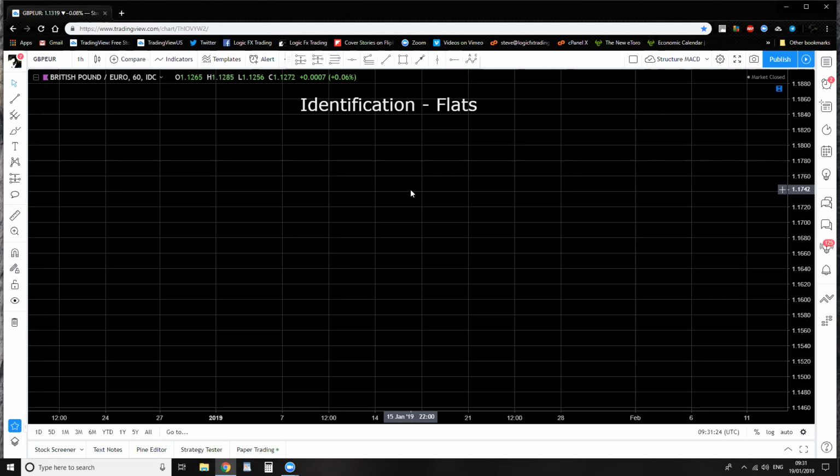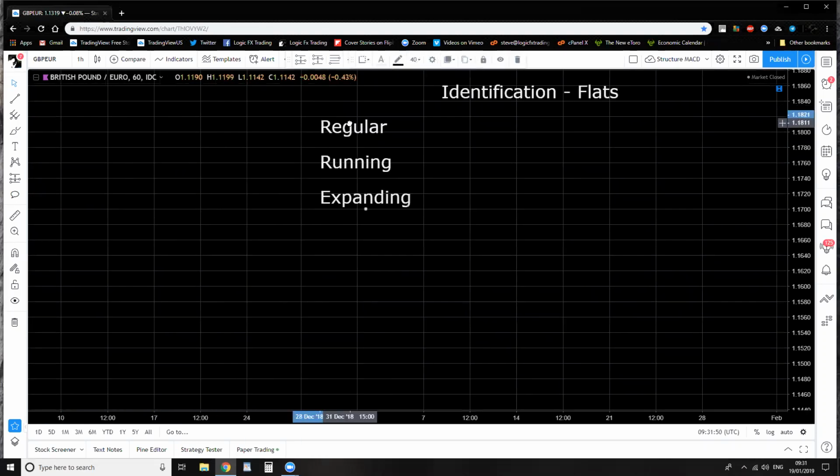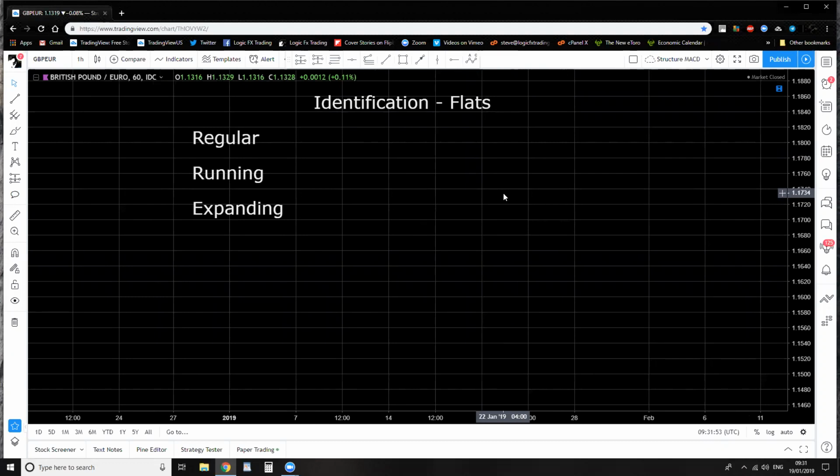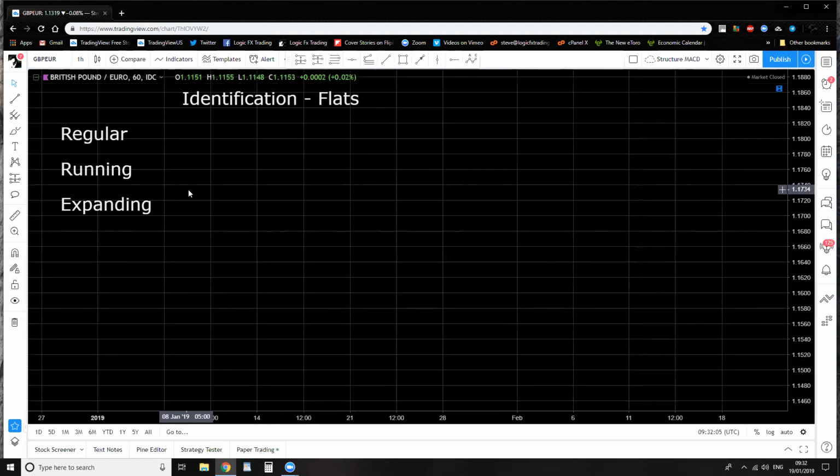So in this lesson, we're still in the basic identification of flats. And this is a step up from what we did in the building block series, where we just looked at what the theory is. Now we're going to look at how these things look on a chart and how you identify them. So let's start with the basic flats. There are three basic types of flat correction that Elliott identified: a regular, a running, and an expanding. Okay, so let's deal with each one in turn.